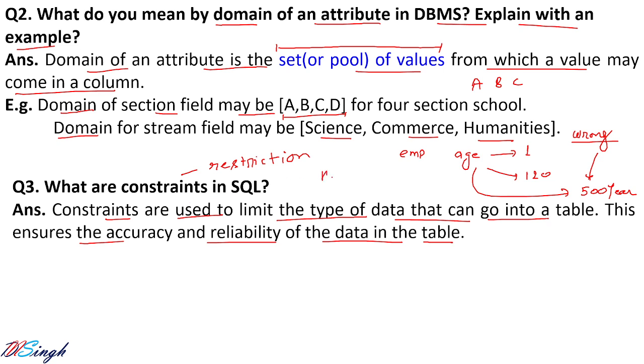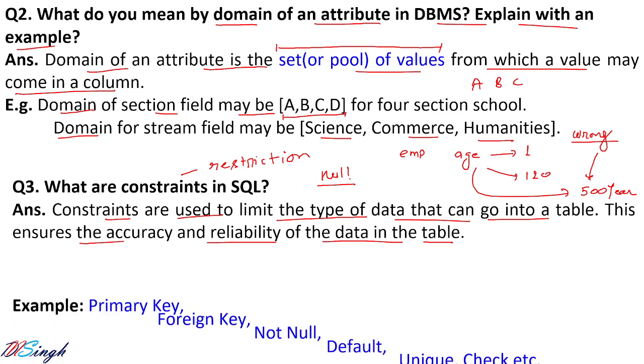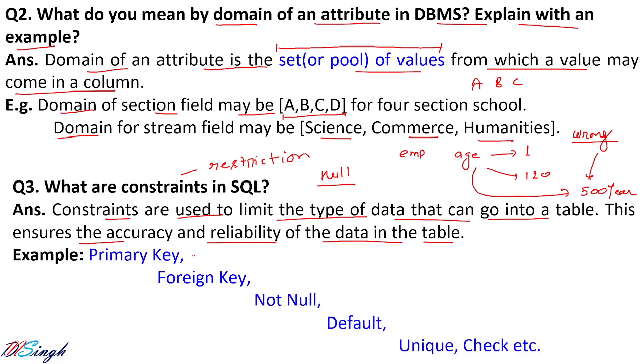Like null values are not allowed for that particular column if it is a primary key. So you are going to use the not null constraint. There are some examples of constraints like primary key, which has 2 properties: all values must be unique, and the next property is what? No row in that particular column which is declared as primary key should have null in it. Null means what? Value not defined.